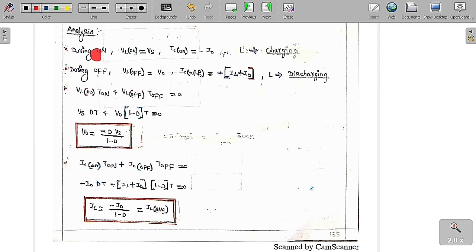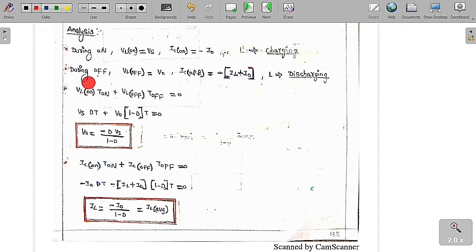Now we are going to analyze this circuit. I have already told you, during the on position, the switch is on and the diode is off. So whatever the supply voltage is, that is the voltage across the inductor. So VL on is equal to Vs, and because the diode is open, IC on is equal to minus I naught. And the inductor is in charging condition.